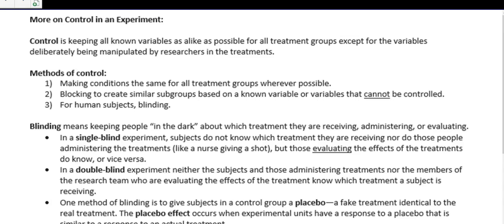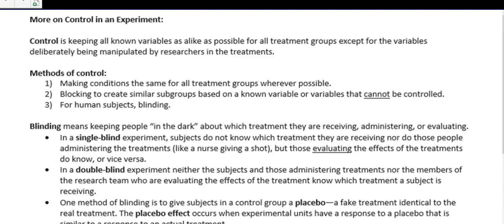For human subjects, blinding is a method of control. Blinding means keeping people, quote, in the dark about which treatment they're receiving, administering, or evaluating. In a single blind experiment, subjects do not know which treatment they are receiving, nor do those people administering the treatments, like a nurse giving a shot, for example. But those evaluating the effects of the treatments do know, or vice versa. In a double-blind experiment, neither the subjects and those administering the treatments nor the members of the research team who are evaluating the effects of the treatment know which treatment a subject is receiving.